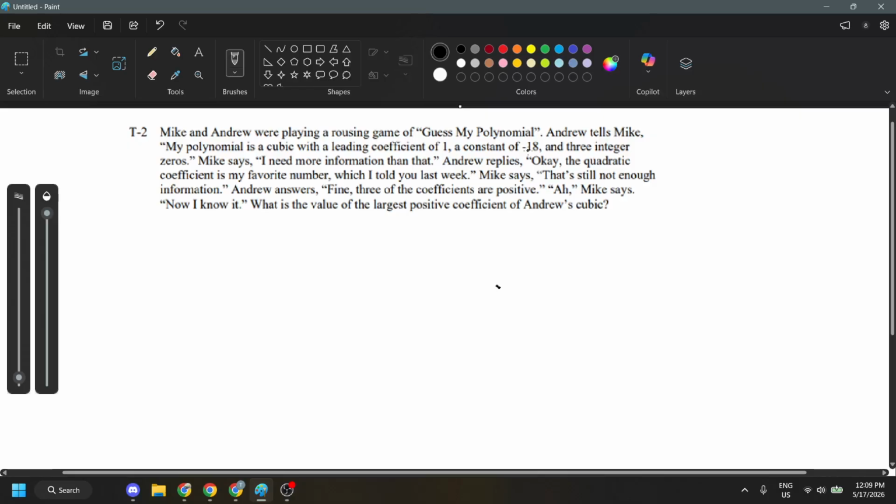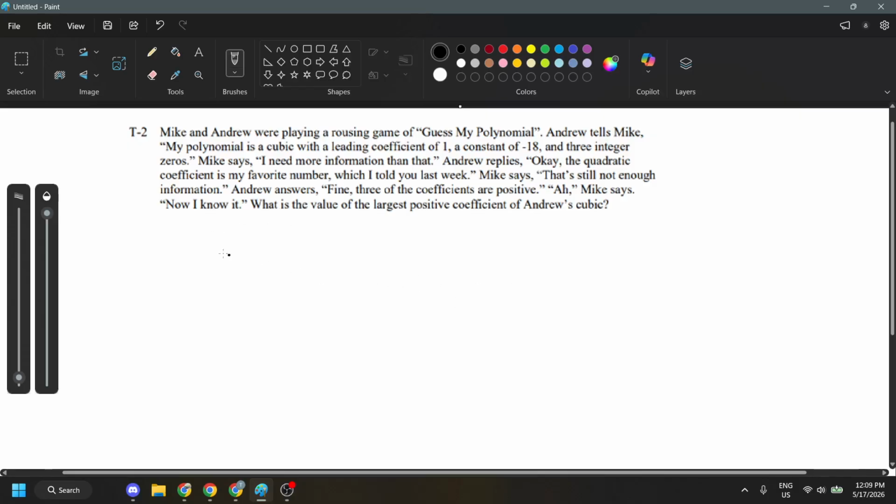That's still not enough information, Mike answers. Fine, 3 of the coefficients are positive. Ah, Mike says, now I know it. What is the value of the largest coefficient of Andrew's cubic? Largest positive coefficient. Okay.